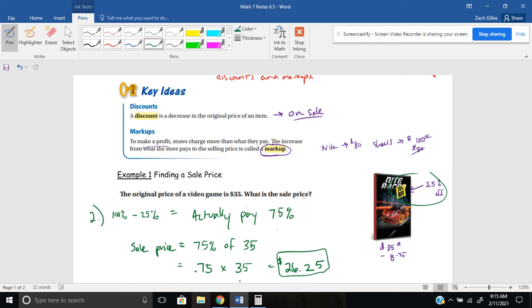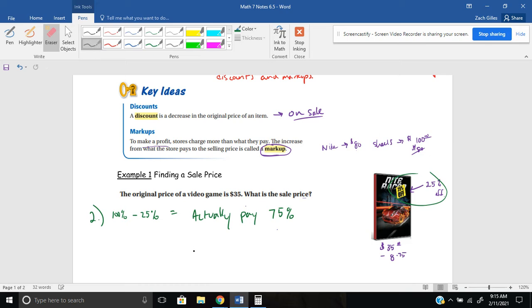When we took 35 and subtracted 8.75, we got the same answer as by asking ourselves, what is 75% of that? Now let's double check a few things here to make sure that that makes sense and that we can reason that.